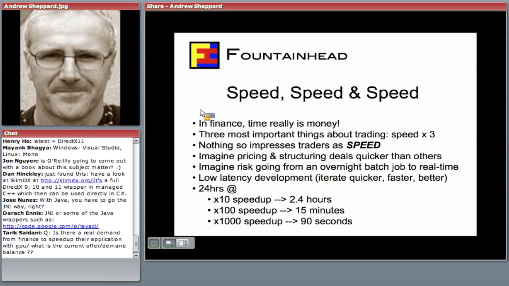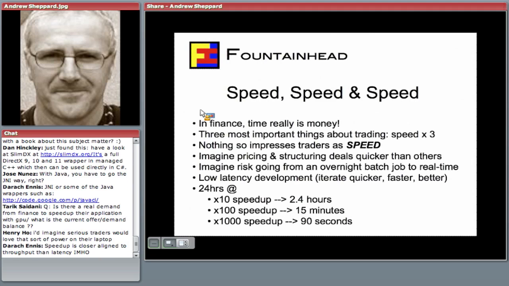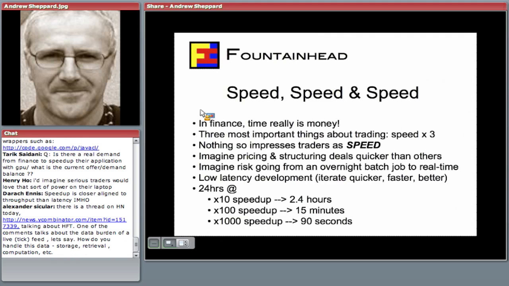And to give everyone a sense of what speed-ups actually mean physically, imagine a 24-hour day collapsed down by a factor of 10. That means the day is only 2.4 hours in length. At 100, the day collapses to about 15 minutes. At a 1,000-fold speed-up, a day is compressed into 90 seconds. Taking that risk example, an overnight risk job that took 12 hours now takes 45 seconds. All of a sudden, you're no longer driving while looking in your rearview mirror. You actually have real-time risk. These are huge added-value items in financial services. So: speed, speed, and speed.